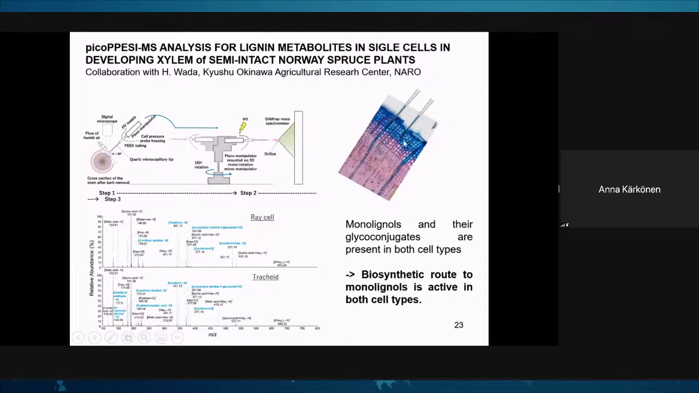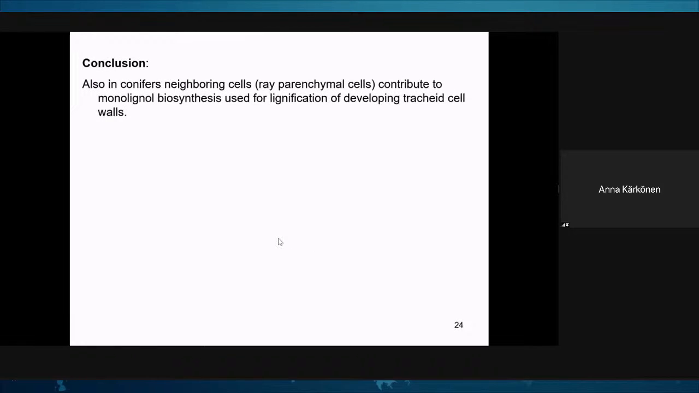the cell sap. And similarly, the contents of the developing tracheids were analyzed by MS analysis. And from the results, we can see that both monolignols and their glycoconjugates are present in both cell types. So not only in developing tracheids, but also in developing ray cells. So this shows that the biosynthetic route to monolignols is active in both cell types. And we can conclude that also in conifers, like Norway spruce, the neighboring cells, here ray parenchymal cells, contribute to monolignol biosynthesis used for lignification of developing tracheid cell walls.